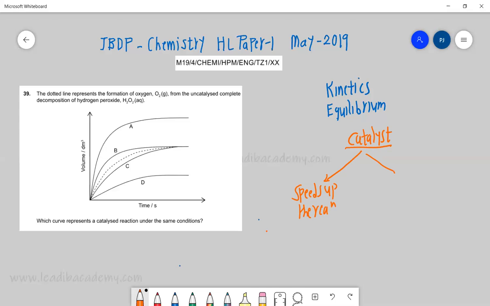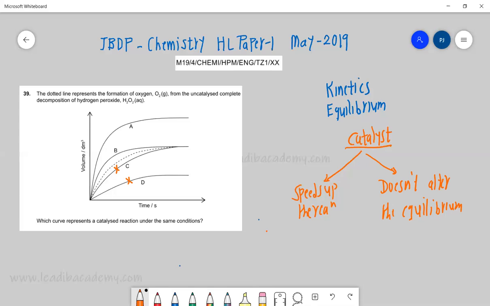And second, most important, it doesn't alter the equilibrium. Very important. So it speeds up the reaction. That means the initial rate of reaction has to be higher. So that means straightaway C and D options are out. So we need to evaluate only between A and B. That should be very, very clear.